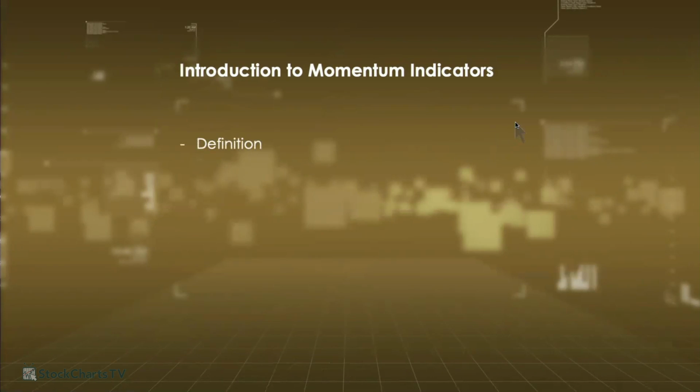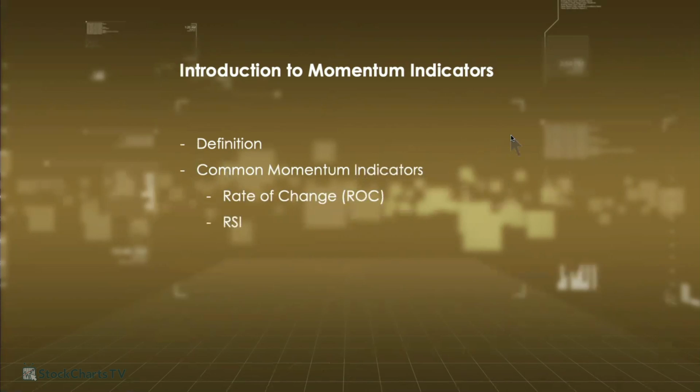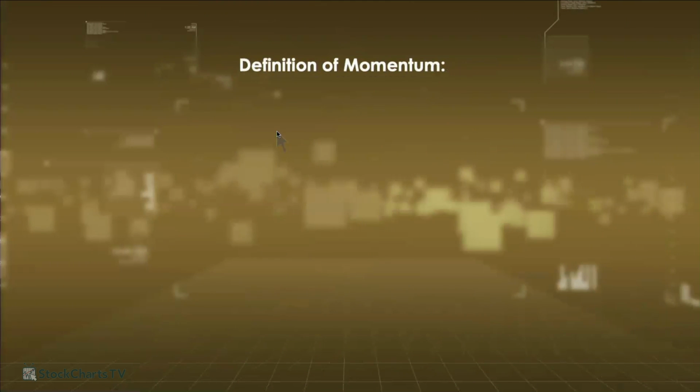Of course, we're going to look at the definition of momentum, and we're going to cover the common momentum indicators: the rate of change, the RSI, stochastics, MACD, and PPO, and of course, my favorite, the price momentum oscillator. So we will look at all of those and some examples. And I also set up a chart with all of them on it, just so you can get a feel for how these are similar and how they're very different.